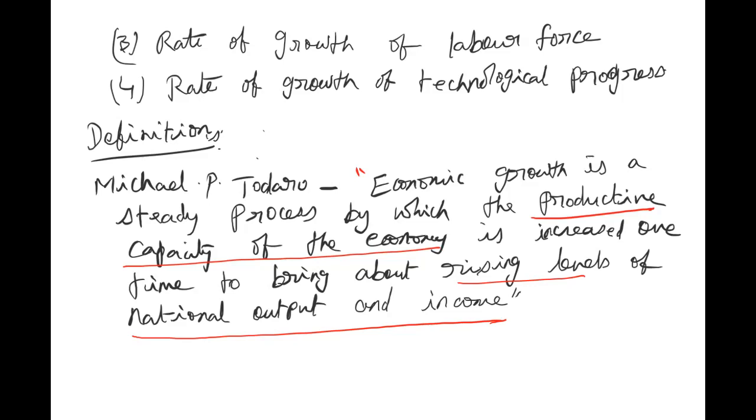If this is happening, automatically the country will be continuously increasing its national income or the output of goods and services. If the country is undergoing this, then that country is in the process of economic growth. Okay, now we'll see what is the meaning of economic development. If this is economic growth, then what is the meaning of economic development? So let's move on to the next concept, the concept of economic development.